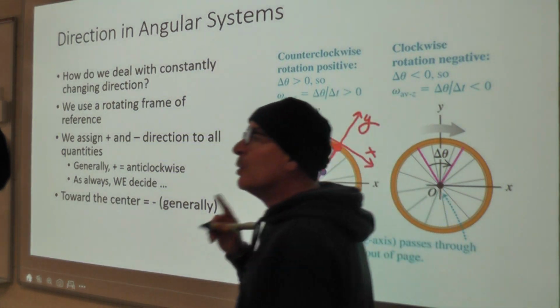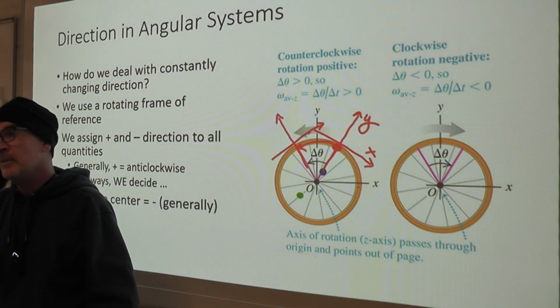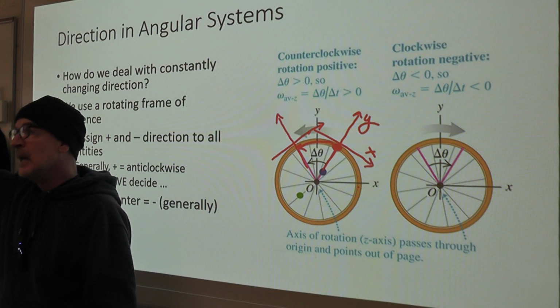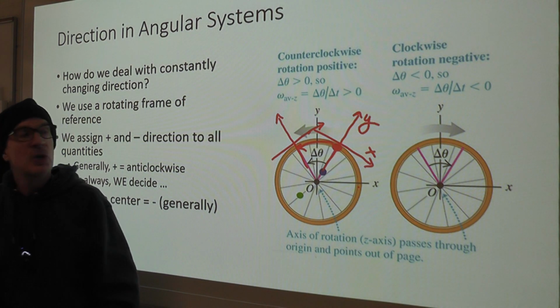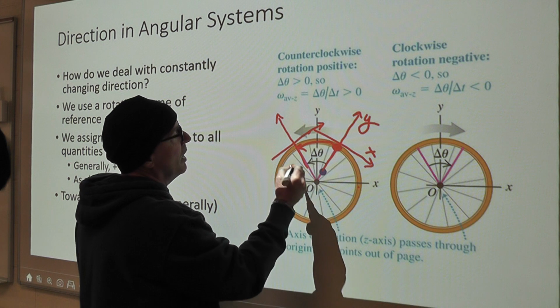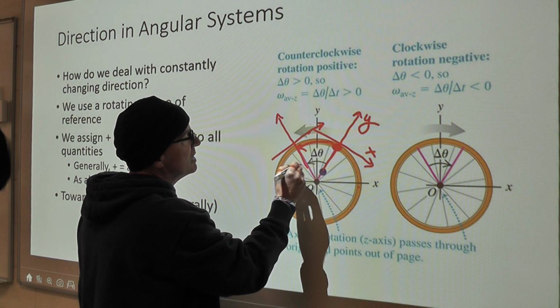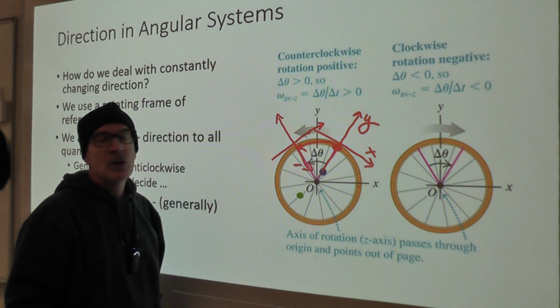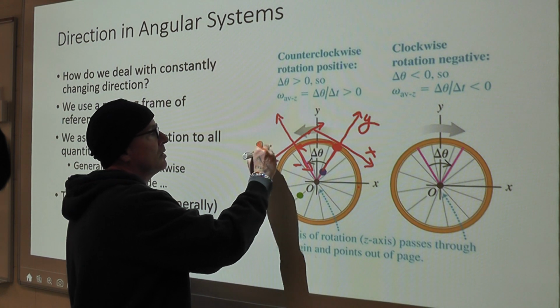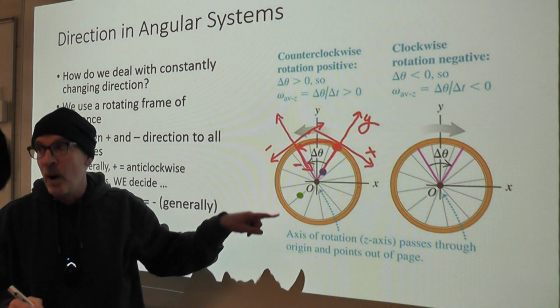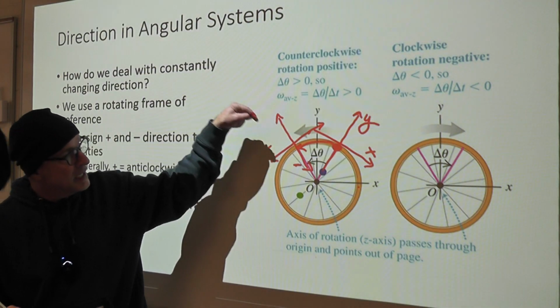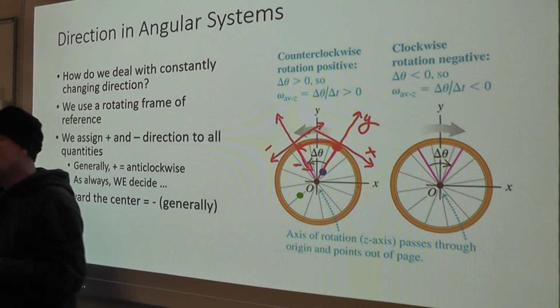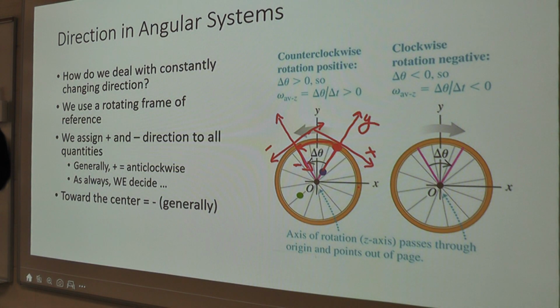But in order to have something moving in a curved path, there needs to be an inwardly directed force. So we are gonna consider our negative direction toward the center of rotation. So we're gonna have a negative direction counterclockwise / to the left, and a negative direction toward the center of our circular motion. And that again is by convention.